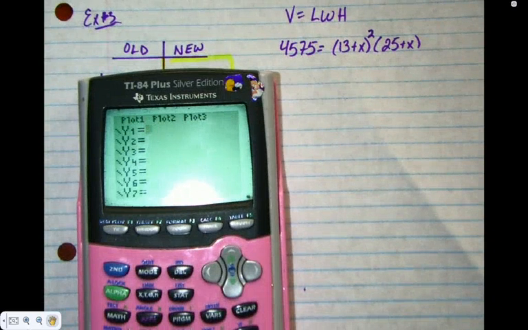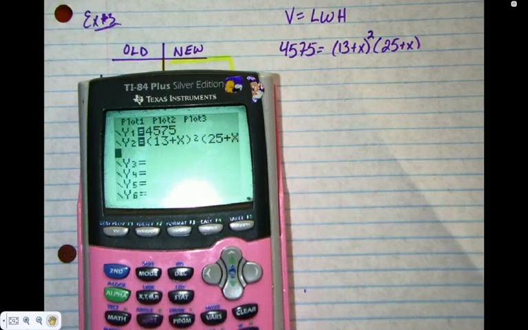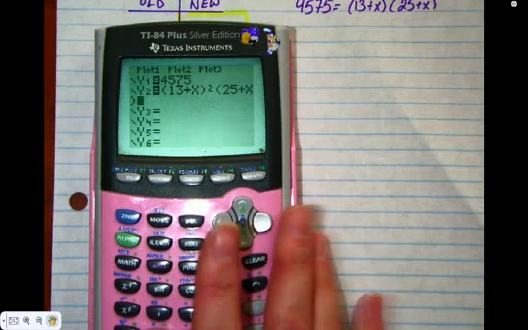You tell me what to put in. So you enter 4575. Go down to y2. Square bracket. 13 plus x. Close that bracket. Put a square. Another bracket. 25 plus x. Go to 0. Just want to make sure everybody's at the same step.